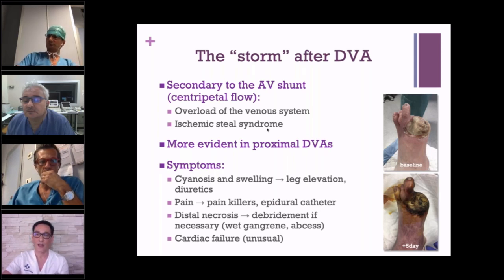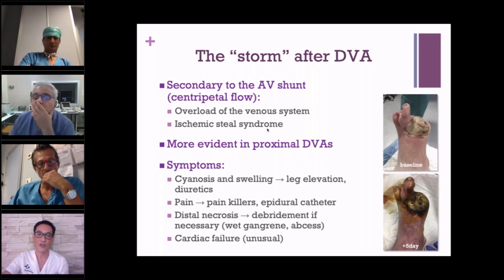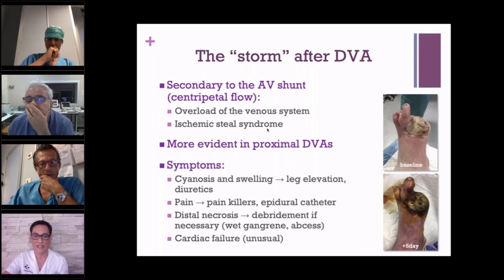We deal with them with leg elevation and diuretics. For pain, we use painkillers and occasionally an epidural catheter. The distal necrosis, secondary to this ischemic steal syndrome, may need debridements if necessary. And an unusual symptom, but sometimes present, is cardiac failure because of this overloading.